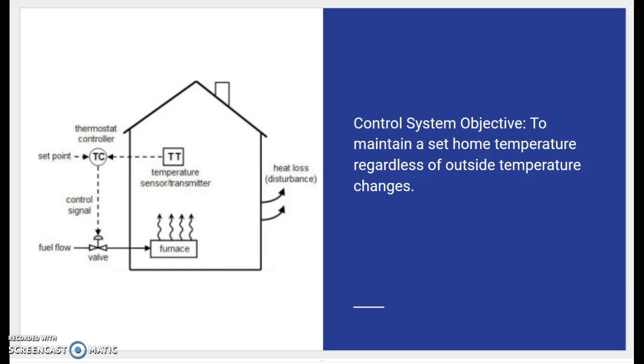The control signal sent from the thermostat travels to the furnace fuel valve, which allows for combustion in the furnace. The heat created by the furnace then travels throughout the house to a temperature sensor located inside the thermostat. When the desired temperature is read by the sensor, the thermostat then turns off the signal, thus completing a cycle of the process.